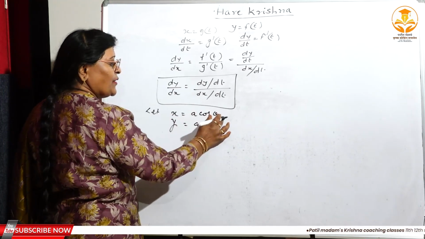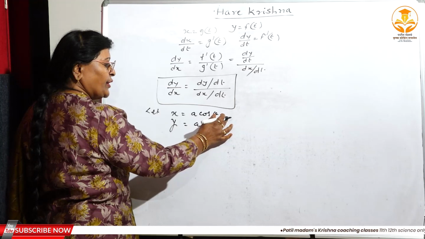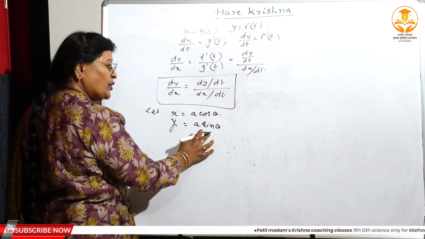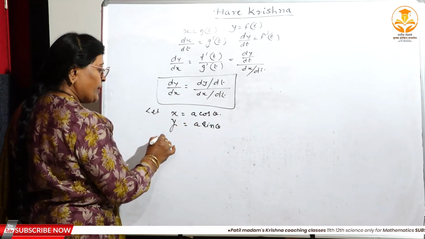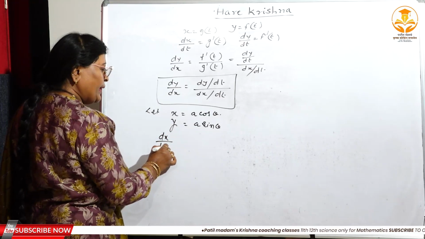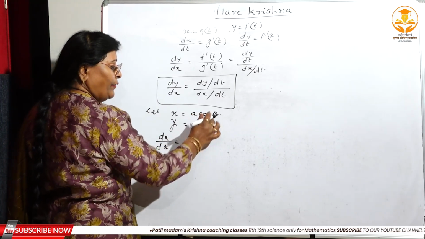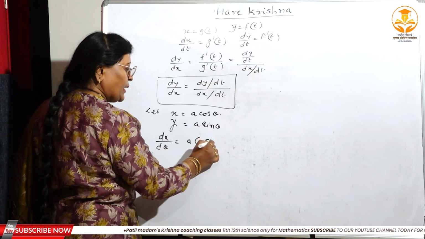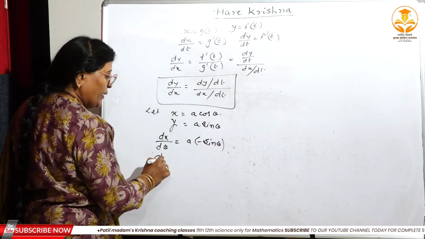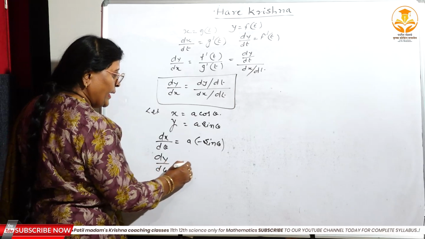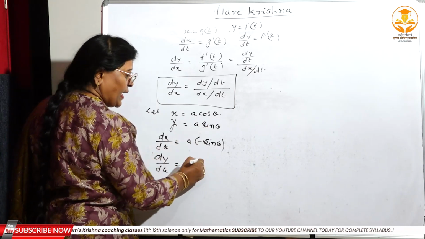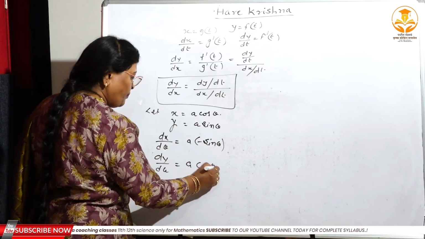Now since x is a function of theta, you have to differentiate with respect to theta. Y is also a function of theta, so you differentiate with respect to theta. Therefore dx by d theta: a remains as it is, and the derivative of a cos theta is minus sin theta. Similarly dy by d theta: a remains as it is, and the derivative of a sin theta is cos theta, right?